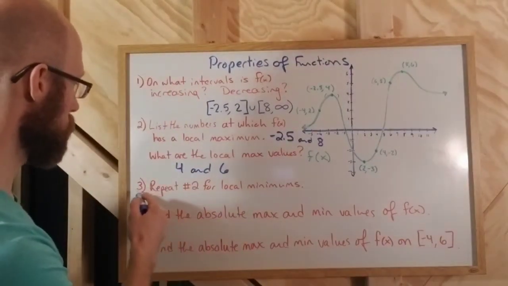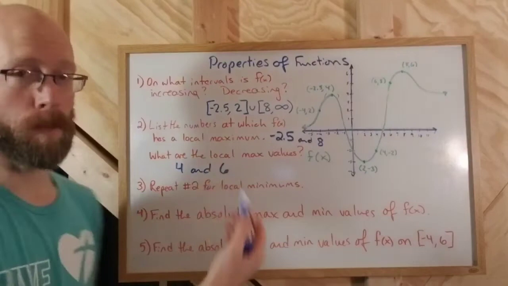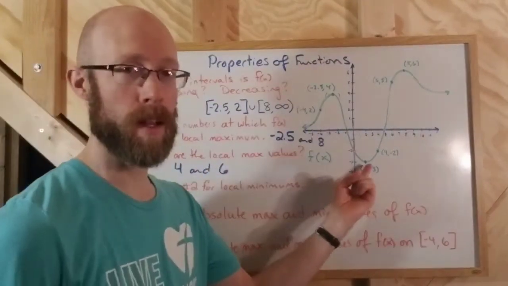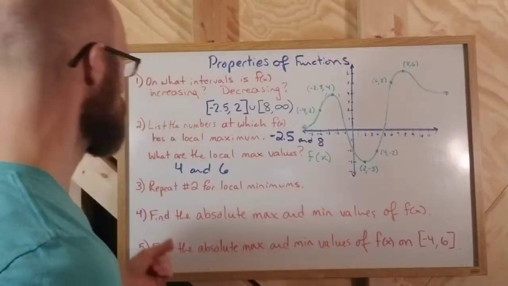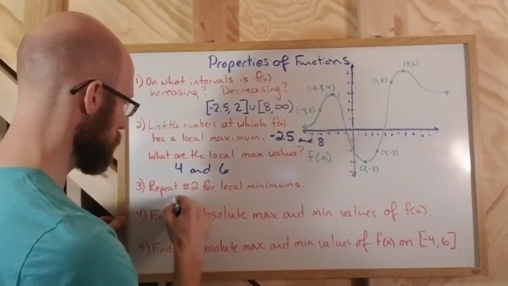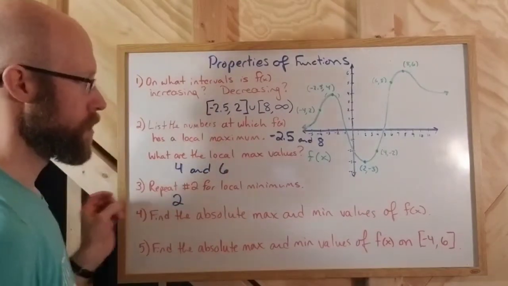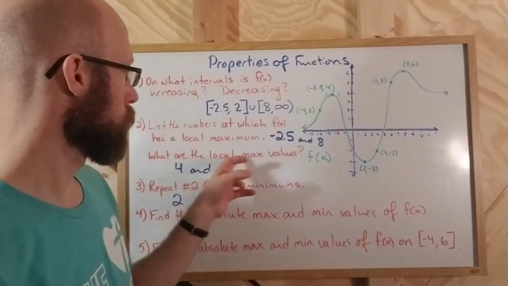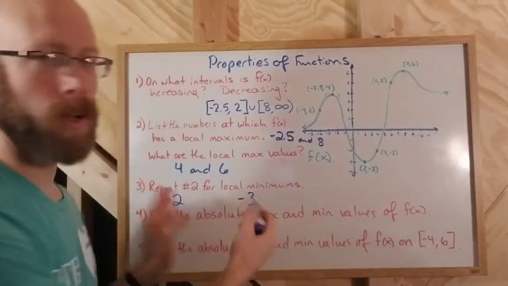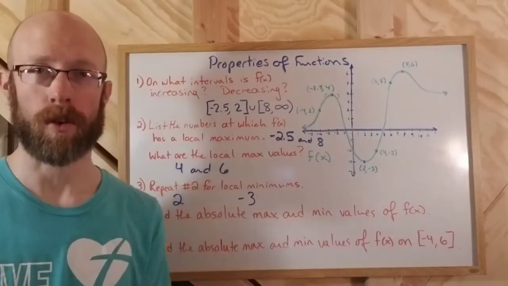Okay, number 3 says repeat number 2 but for local minimums. So let's look at local minimums. Well, there's only one of them, right? The number at which the local minimum occurs is 2. The actual local min value is at negative 3. I'm going to separate those because they answer two different questions.